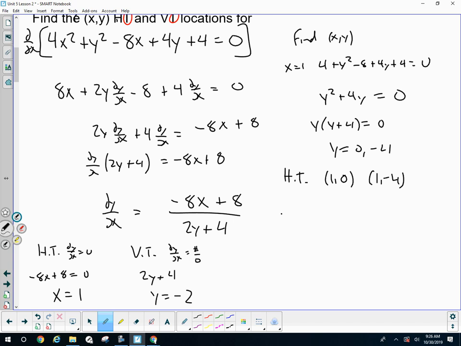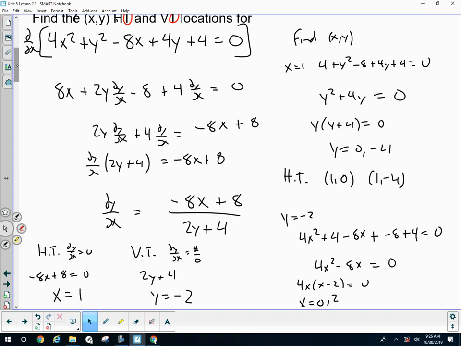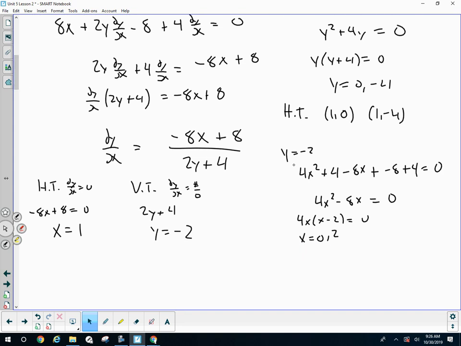Vertical tangents when y equals negative 2. Let's plug in negative 2 for y. I get 4x squared plus 4 minus 8x plus, this will be negative 8 plus 4 equals 0. Let's see. I get 4x squared minus 8x. The 4 minus 8 plus 4, that's 0, so that's nice. I can factor out the 4x. I get x equals 0 and 2. So I have two vertical tangents.